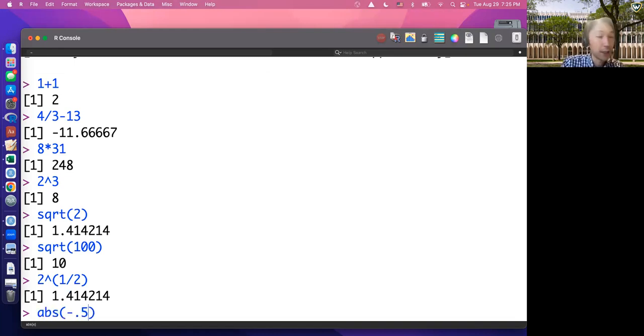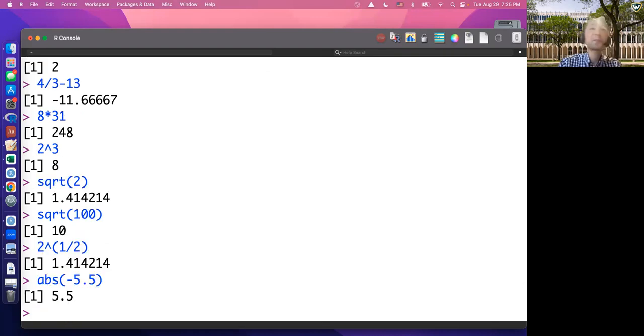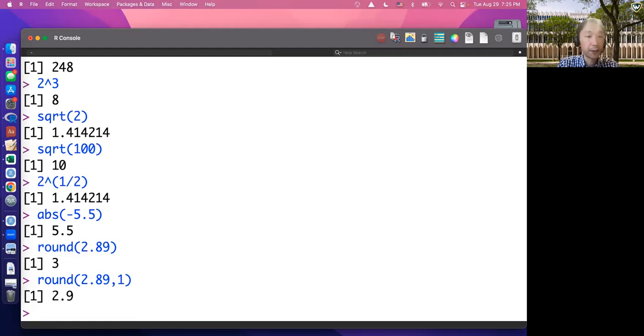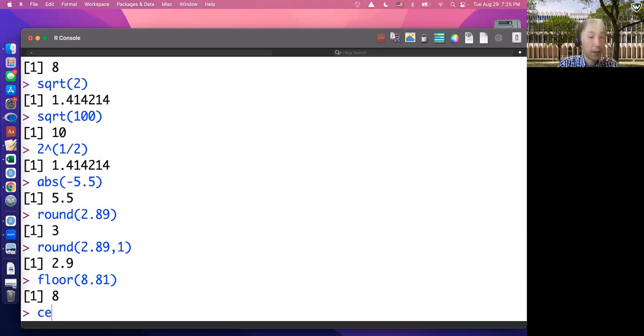And some other functions are included in R. For example, absolute value: the absolute value of -5.5 is 5.5. You can round numbers by the round function, for example, 1 digit after the decimal point, then we get 2.9. And some other functions, such as the floor function, which rounds down the number, and ceiling, which rounds up.